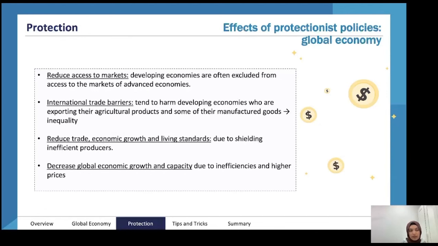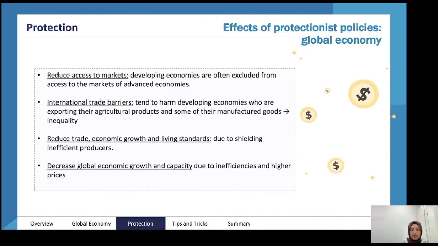In terms of the global economy, what are the effects? They reduce access to markets because it's going against the concepts of globalization and free trade that we learned earlier, or trade liberalization. So there's this idea that developing economies are often excluded from accessing markets of advanced economies as well. International trade barriers tend to harm developing economies who are exporting agricultural products and some of their manufactured goods. So there's a huge area of inequality in terms of the trade barriers.